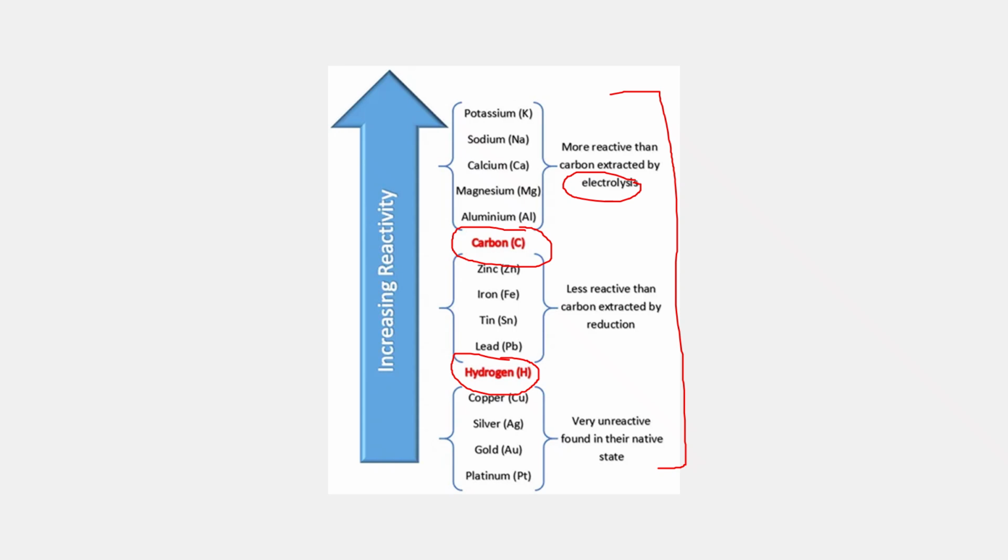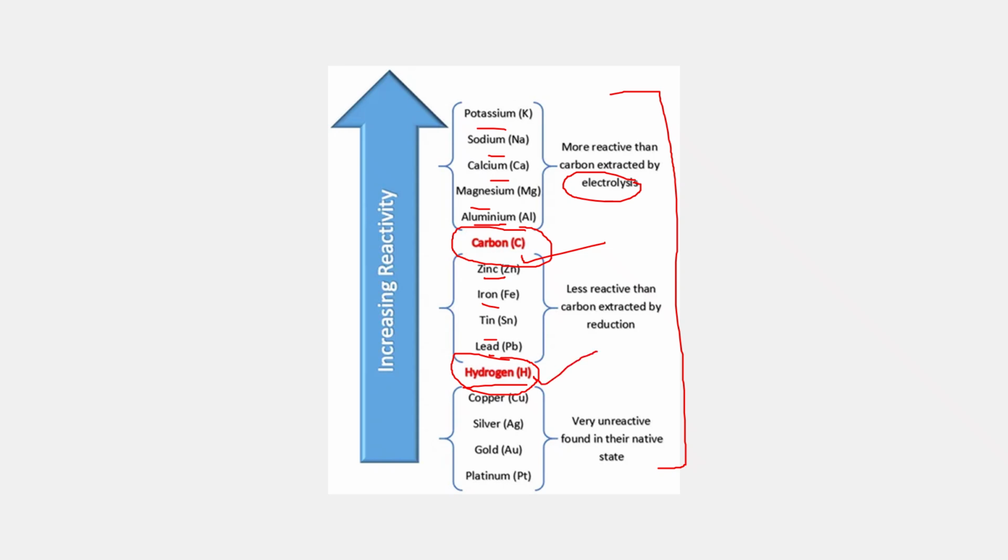The second checkpoint is hydrogen. If any metal is above the hydrogen, that metal reacts with the acid, and any metal below the hydrogen doesn't react with the acid. And in the reactivity series we have potassium, sodium, calcium, magnesium, aluminium, and then zinc, iron, tin, lead. Carbon and hydrogen are non-metals.